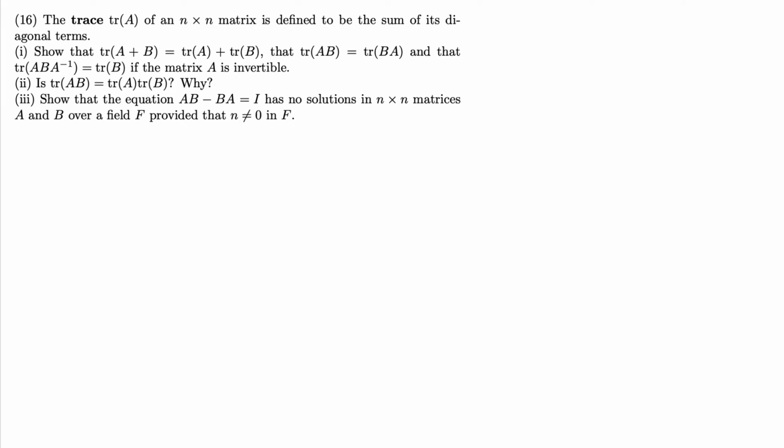1. Show that the trace of A plus B is equal to trace of A plus trace of B, that trace of AB is equal to trace of BA, and that trace of ABA inverse is equal to trace of B if the matrix A is invertible. 2. Is trace of AB equal to trace of A times trace of B? Why? 3. Show the equation AB minus BA equals I has no solutions in n by n matrices A, B over a field F, provided that n does not equal 0 in F.